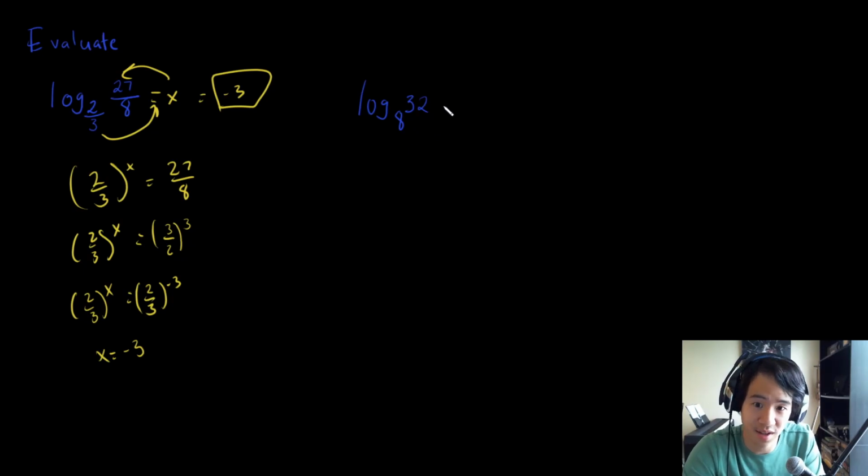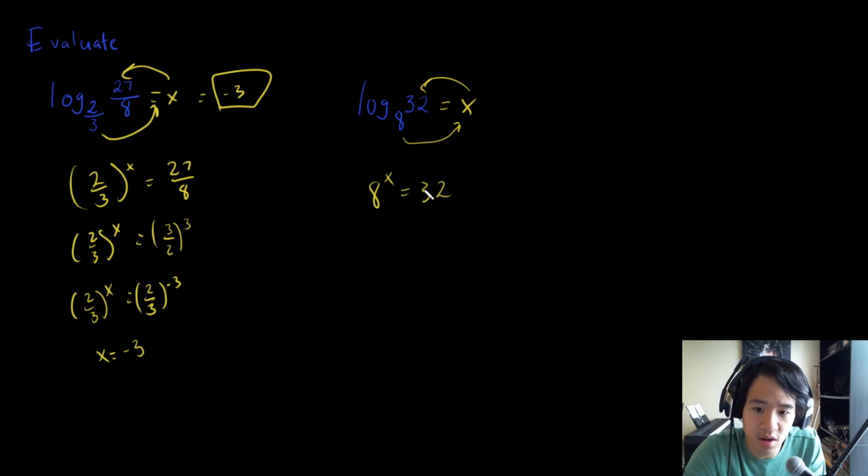All right, last example. We have log base 8 of 32. First step, set it equal to x, and then change it to exponential. We have 8 to the x is equal to 32. So now the thing is here, we're going to go ahead and change both of these to be a base of 2. So 8 is 2 cubed. And then 32 is 2 to the 5th.